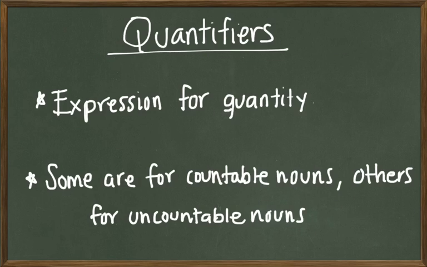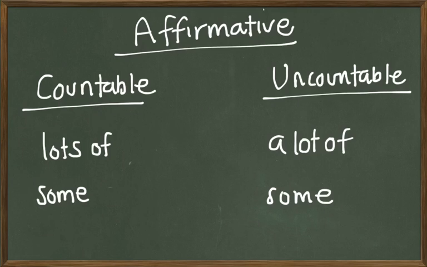Let's continue with our last item, which is quantifiers. Okay, important to mention that they express a quantity, and some are for countable nouns and others are for uncountable nouns. Okay, now let's review the affirmative. For countable nouns, we have lots of, and also some. For uncountable nouns, we have a lot of, and also we have some.